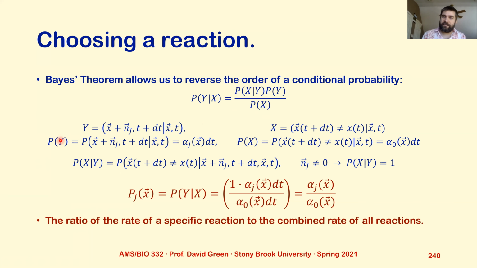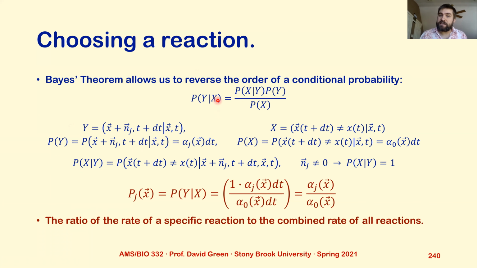Px is then the probability that anything happened, the marginal probability that anything happened, alpha naught times dt, what we've just discussed earlier. The probability that a specific reaction happens, this we've also said, is the transition rate for that specific reaction times dt.